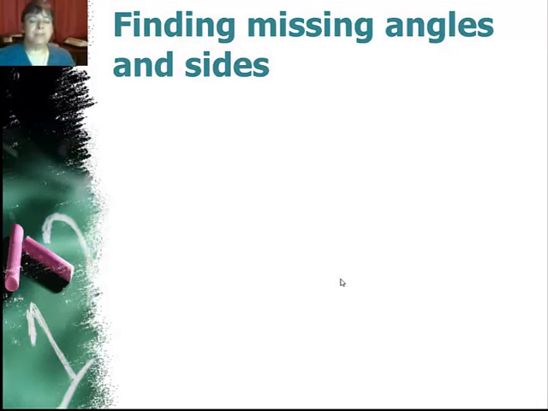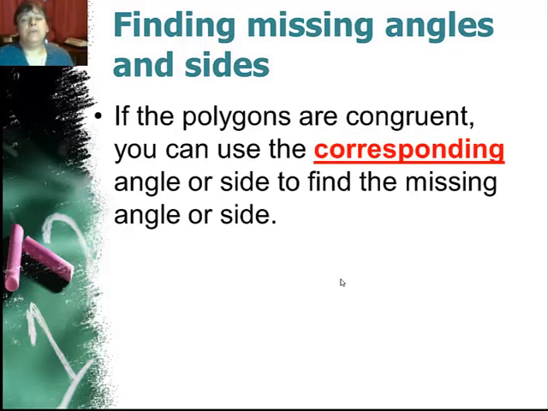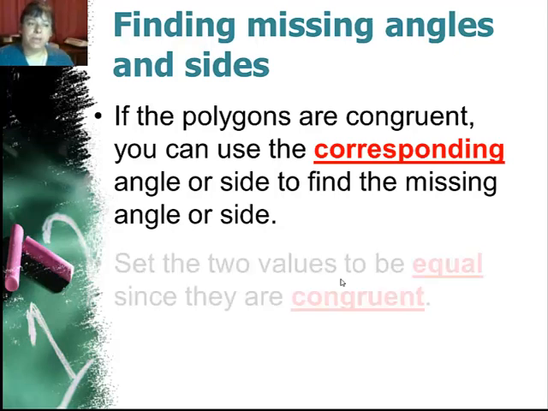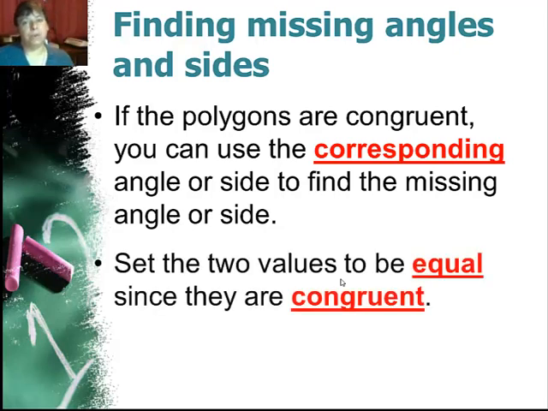Now, finding missing angles and sides, if the polygons are congruent, then you can use the corresponding angle or side to find it. Set the two values to be equal since they are congruent. So just like we've been doing before, if things are congruent, set them equal to each other.